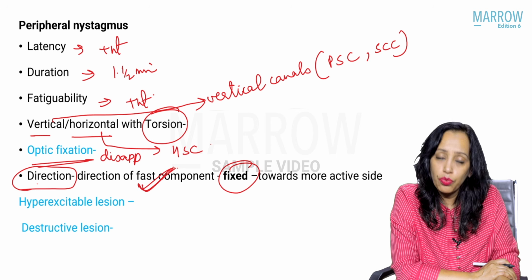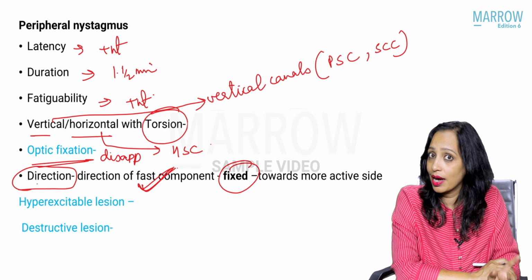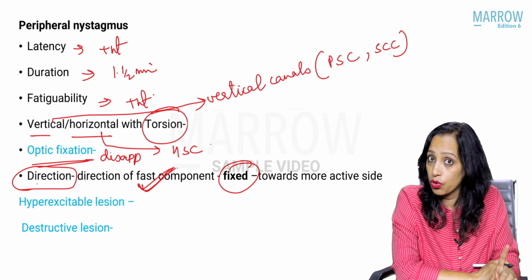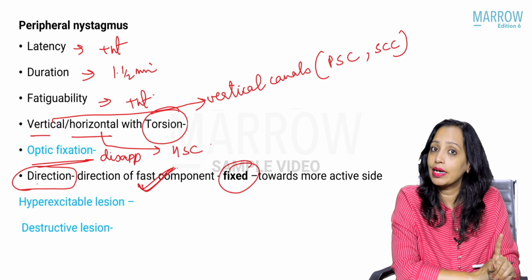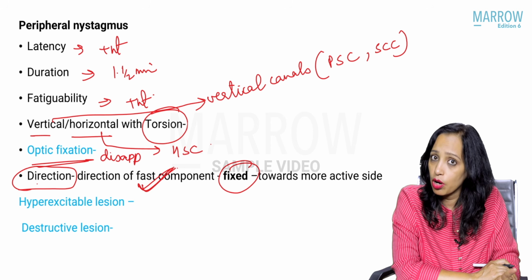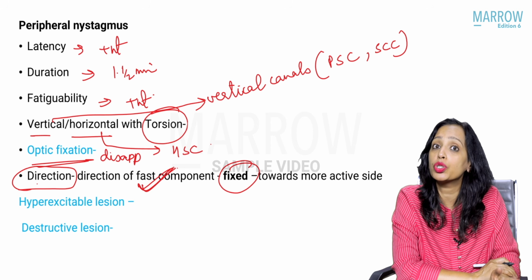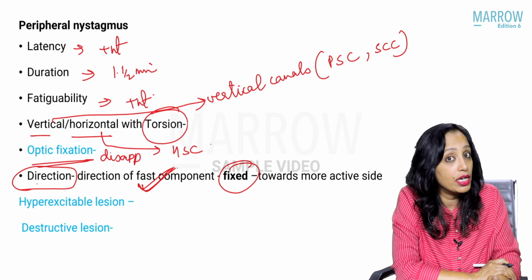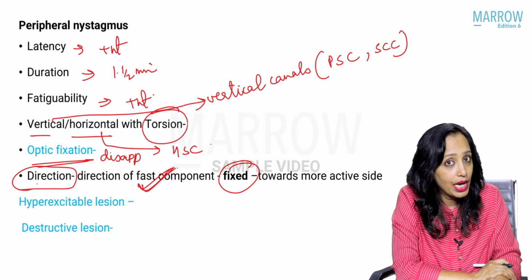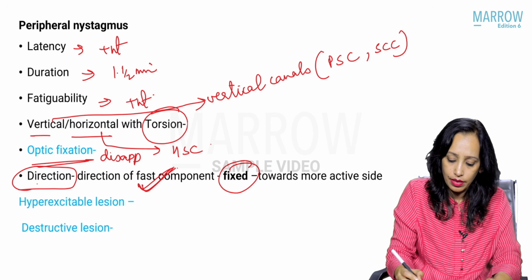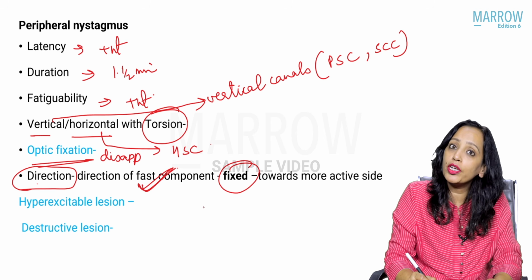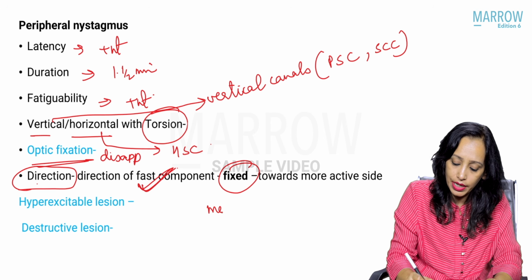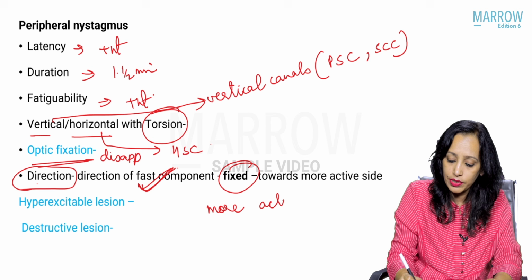Okay, and this is important, don't ignore this. What you have to know is that if direction of nystagmus is the fast component, the direction of nystagmus can also help you to localize the lesion, which ear is involved. It can tell you that also. So in peripheral pathologies, the direction of nystagmus is always towards the more active side. Remember this, more active side.